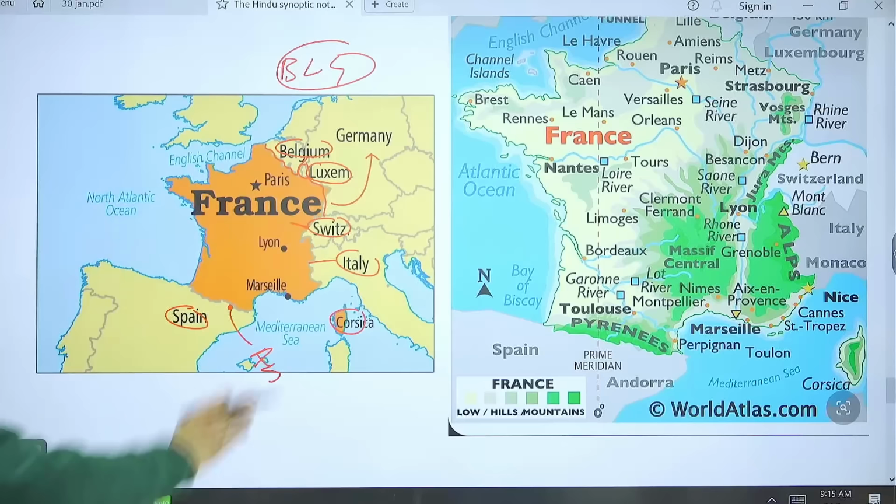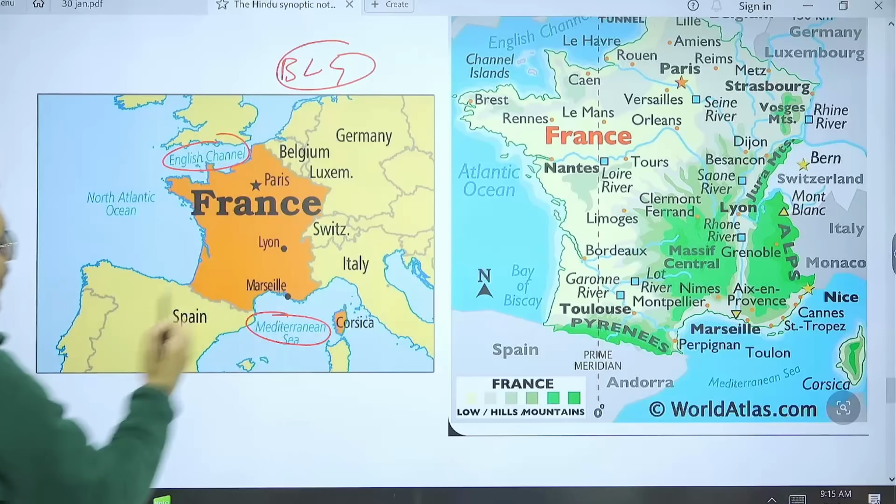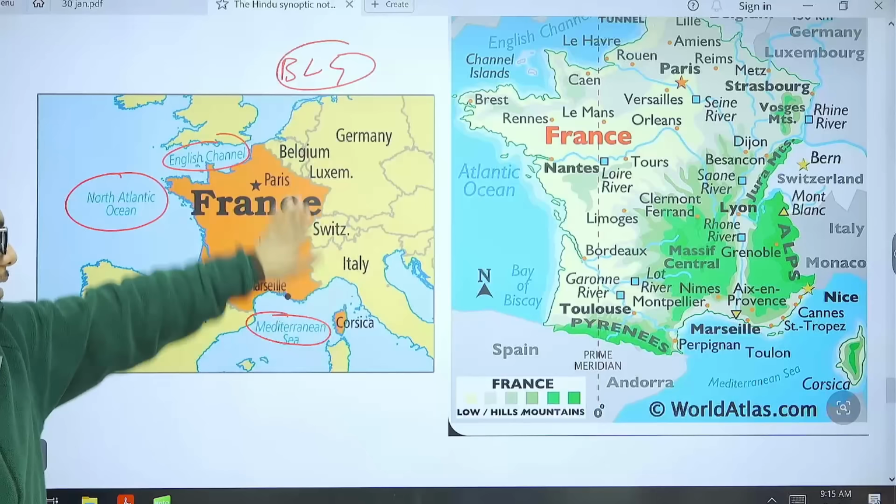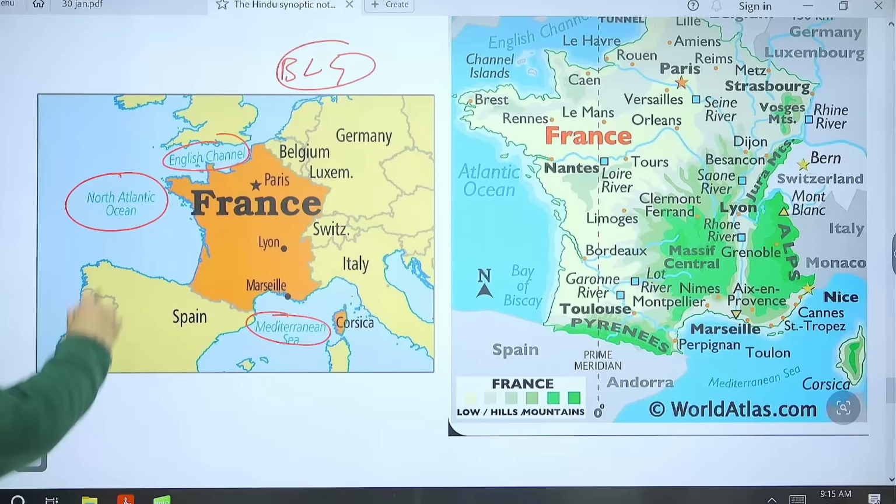Then guys, here towards the north of France, we have the English Channel, and towards the south, we have the Mediterranean Sea. So remember it, in the north, we have the English Channel, and in the south, we have the Mediterranean Sea. Towards the west, we have the North Atlantic Ocean, and towards the east, it is landlocked.